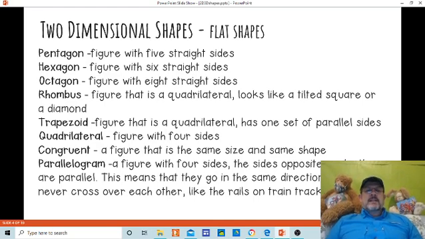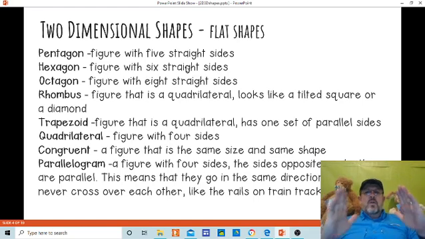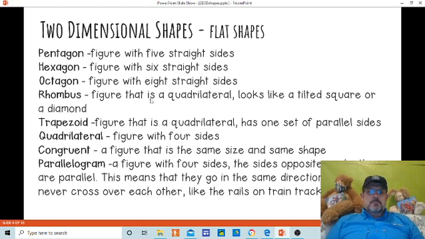A hexagon has 6 straight sides. 6 straight sides. Now, if all the sides are equal, the same with any of these, pentagon, hexagon, octagon, if they all have the same sides, they're equal angular, and they're also a what? Regular polygon. A rhombus. A rhombus is a quadrilateral. It has 4 sides, and it looks like a square that has been tilted over, or it looks like a diamond, okay? It looks like a diamond.